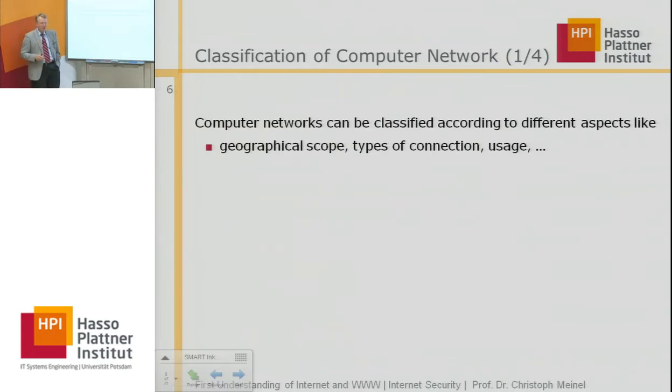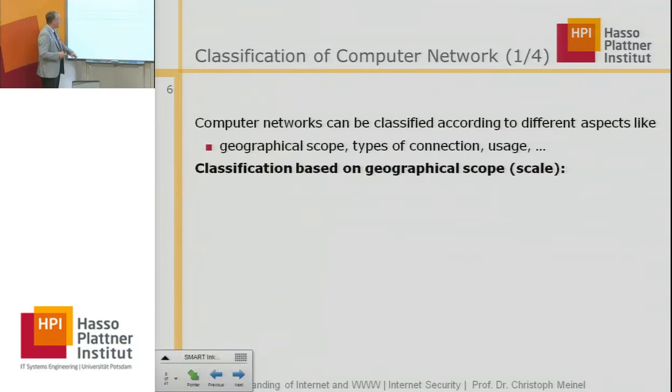If we have a look at such computer networks, then we see very different types of networks. One can try to classify these different computer networks, and there are different parameters and aspects that can be used to classify such a network. For example, we can use as an aspect the geographical scope. We can consider different types of connection, different types of usage. Let's start with a classification based on the geographical scope.